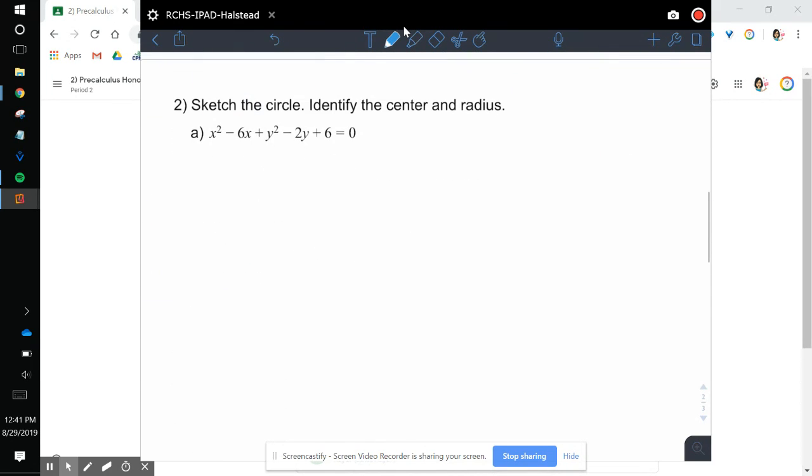All right, next, sketch the circle. Identify the center and radius. So right now, this form of a circle is called general form. Notice all the x's and all the y's are on one side, and there are no perfect squares. So we need to complete the square.